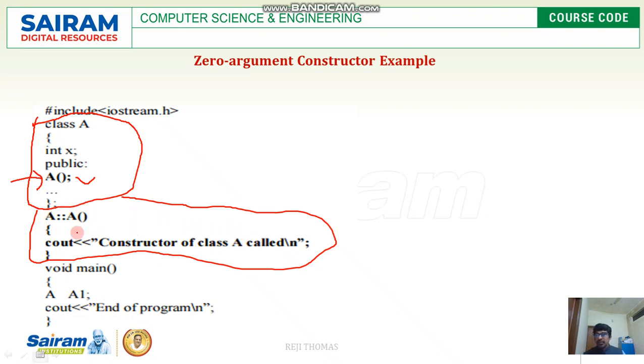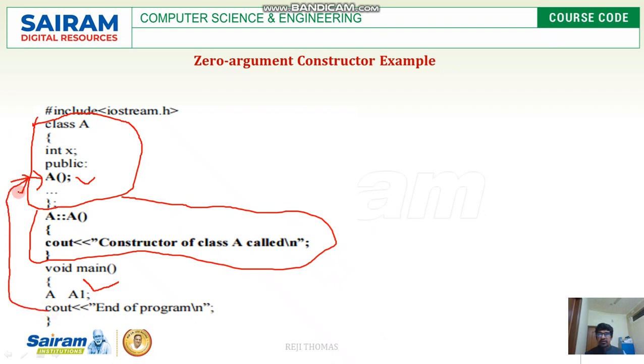Now look at the main program. In the main program, we have created an object of the class A1. As I told before, whenever we create an object of the class, the constructor will be called. Now what happened? This statement is going to call the constructor.